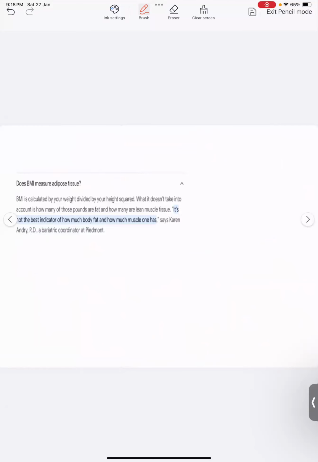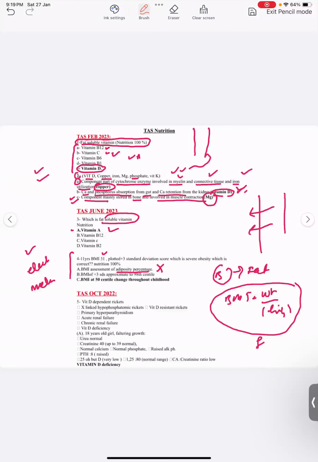It is just for the assessment of your weight. See here. Does BMI measure your adipose tissue? BMI is calculated by your weight divided by your height in meters squared. What it doesn't take into account is how many of those pounds are fat and how many are lean muscle tissue. It's not the best indicator of how much body fat and how much muscle one has. So please do remember, it seems like it is going to measure my fat, but it is not. It is just going to measure my weight according to my height, right? So this A option is not correct. It is not going to assess my adiposity percentage.